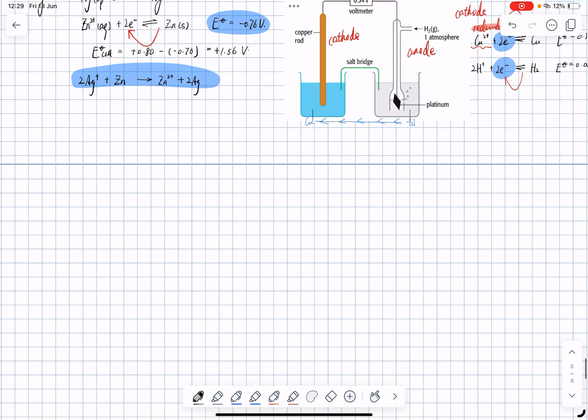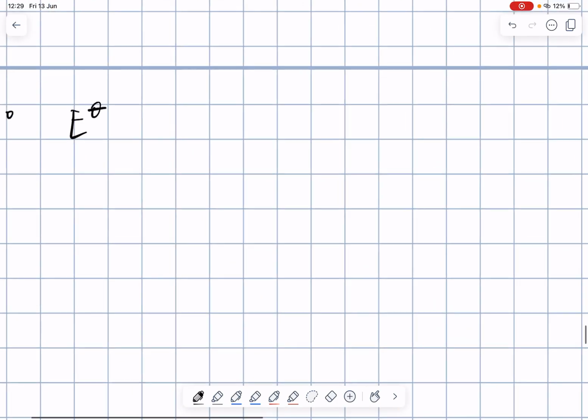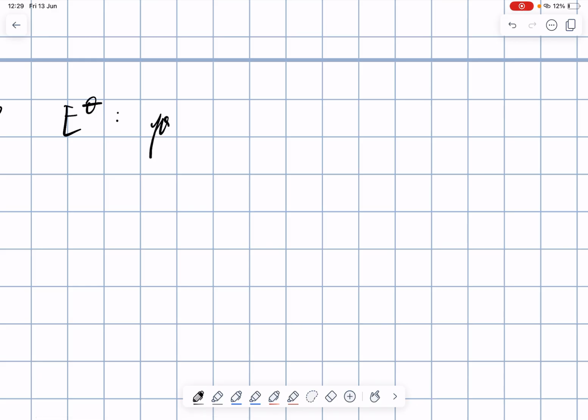Okay, now let's turn to the third application. If electrode potential contains information about the tendency of this reaction, of this equilibrium, then we can use the value to predict if a reaction will happen.